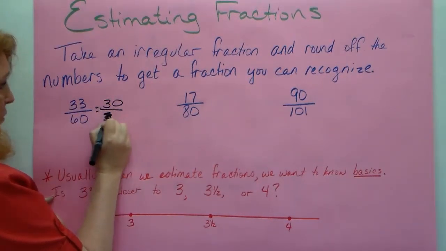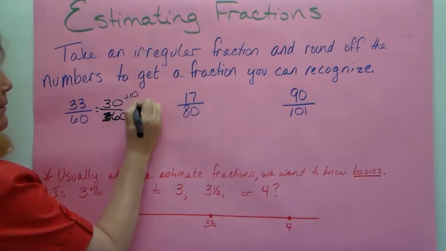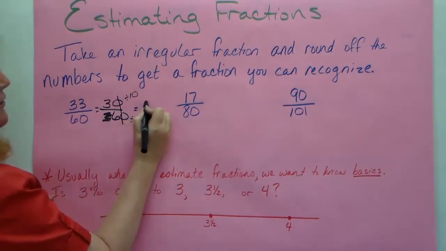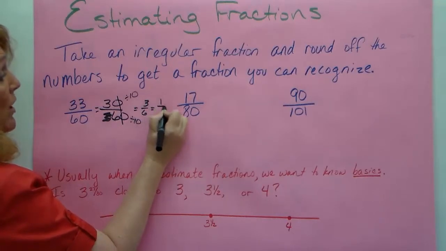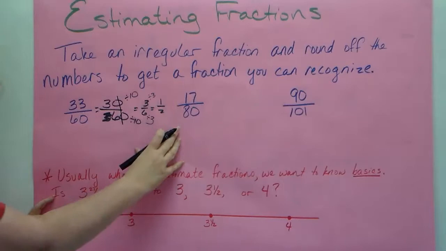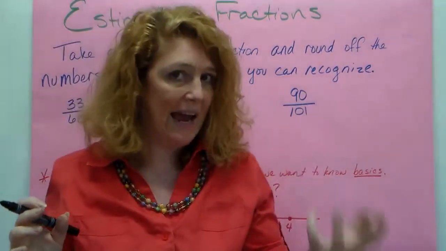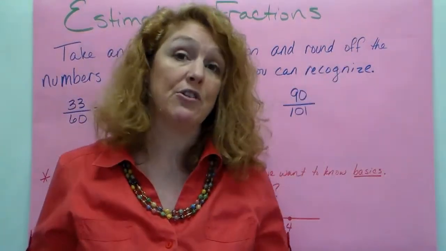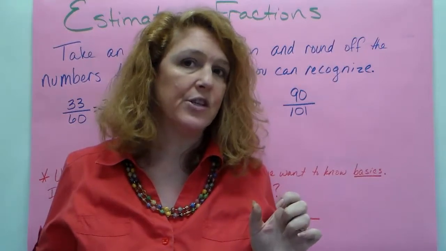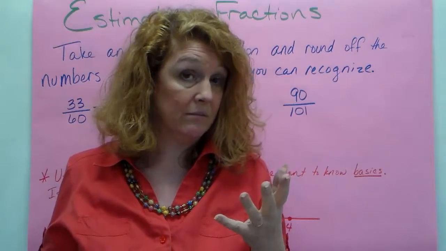30 over 60. And now I'm going to divide the top and the bottom by 10, which really just gets rid of my zeros. So now I've got 3/6, which is really 1/2 because I just did this on the last page. So 33/60 is about 1/2. And I can totally picture that. I also know that 33 is a little bit bigger than 30, so I know that my estimation is a little bit small. That's okay.